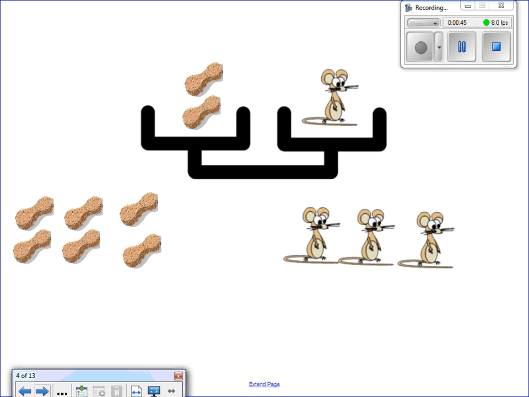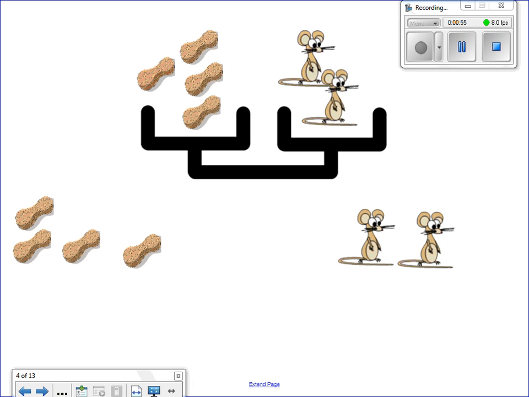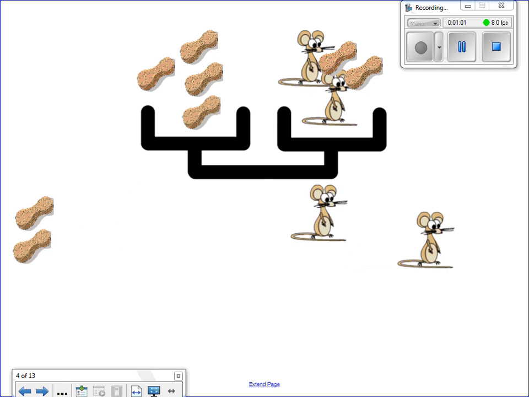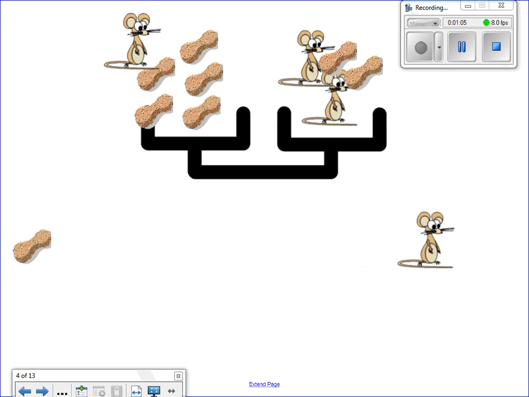I have two peanuts and I have one mouse. So that mouse weighs the same as two peanuts. So if I add two peanuts to this side, I have to add a mouse to this side. If I add a peanut to this side, I have to add a peanut to this side. Does that make sense, kids? We have to keep it balanced.